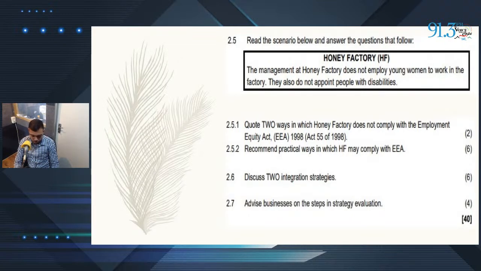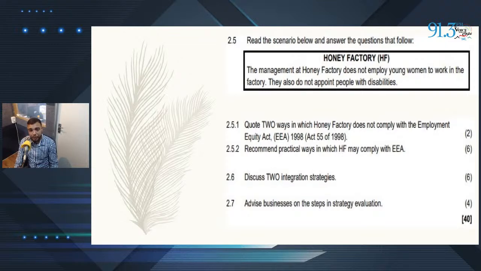I'm going to give you the shortest three answers, which is prepare an employment equity plan in consultation with employees. Business must guard against discriminatory appointments. And the last one you can write down, implement an employment equity plan. So there are three easy answers for you to write down. The next one, 2.6, discuss two integration strategies. So the three integration strategies that you can write down is forward, backward, and horizontal integration strategies.